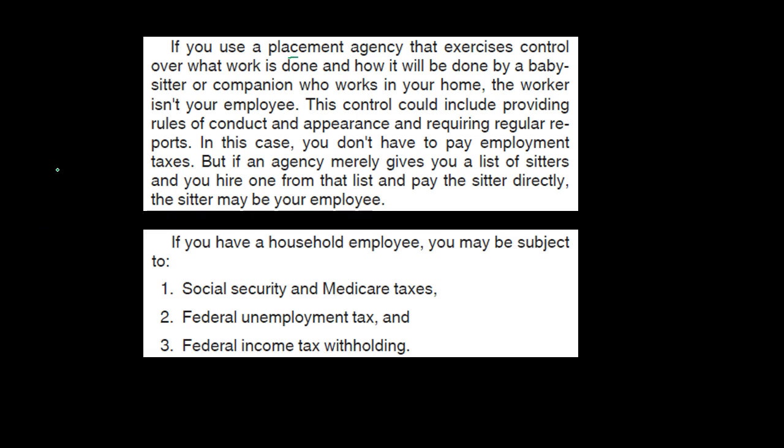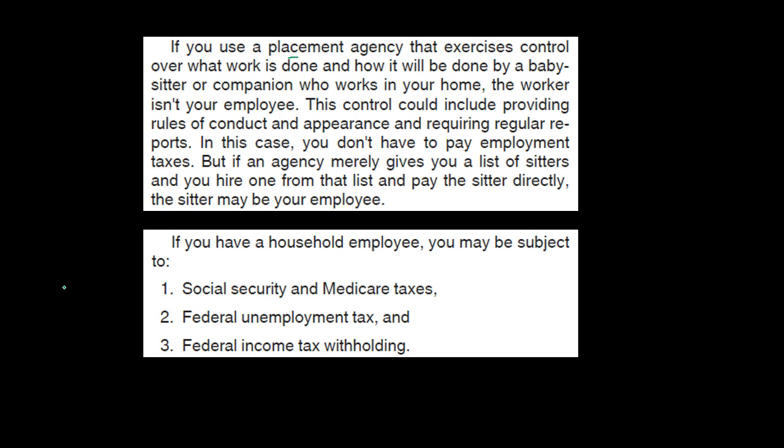Back to the text. If you have a household employee, you may be subject to 1. Social Security and Medicare taxes, 2. Federal unemployment tax, and 3. Federal income tax withholding. These are typical employee type taxes. So if we say that someone is an employee, the IRS is going to be specific. Under IRS law, they say whether this individual is an employee, and you'd have to go over the types of rules that would make someone an employee. Do you have direct control over their conduct during that time period, or do they have more ability to direct their own system and this kind of thing?